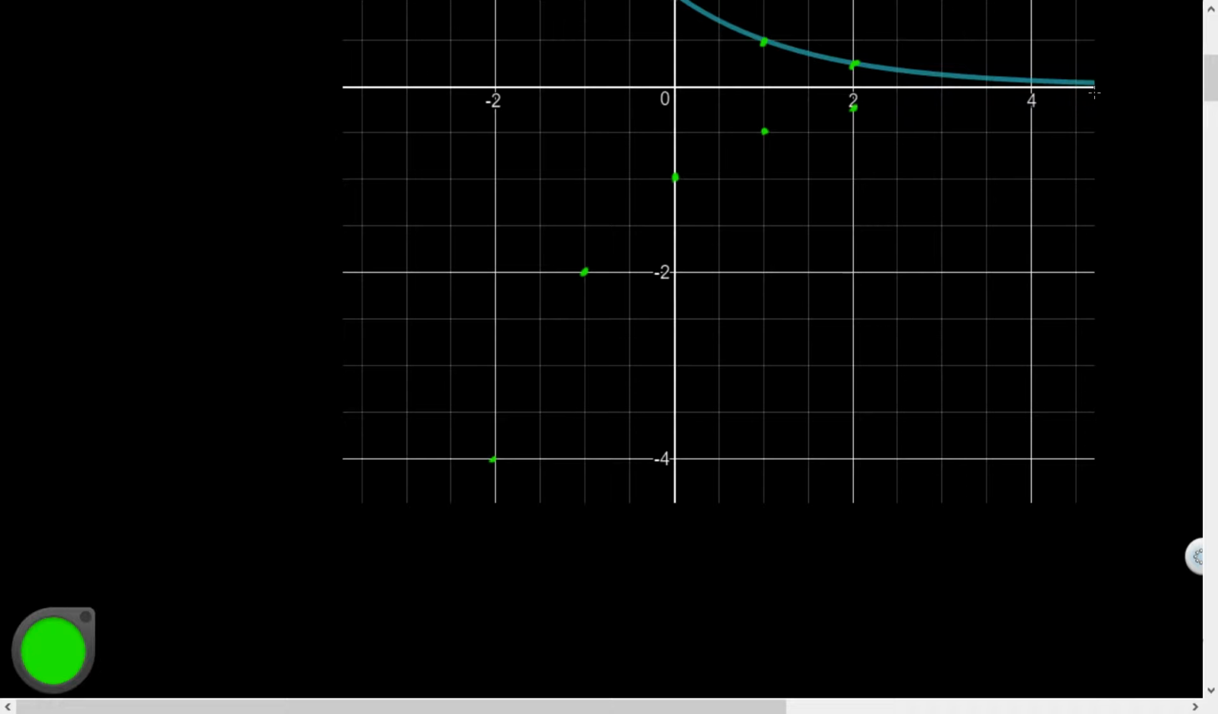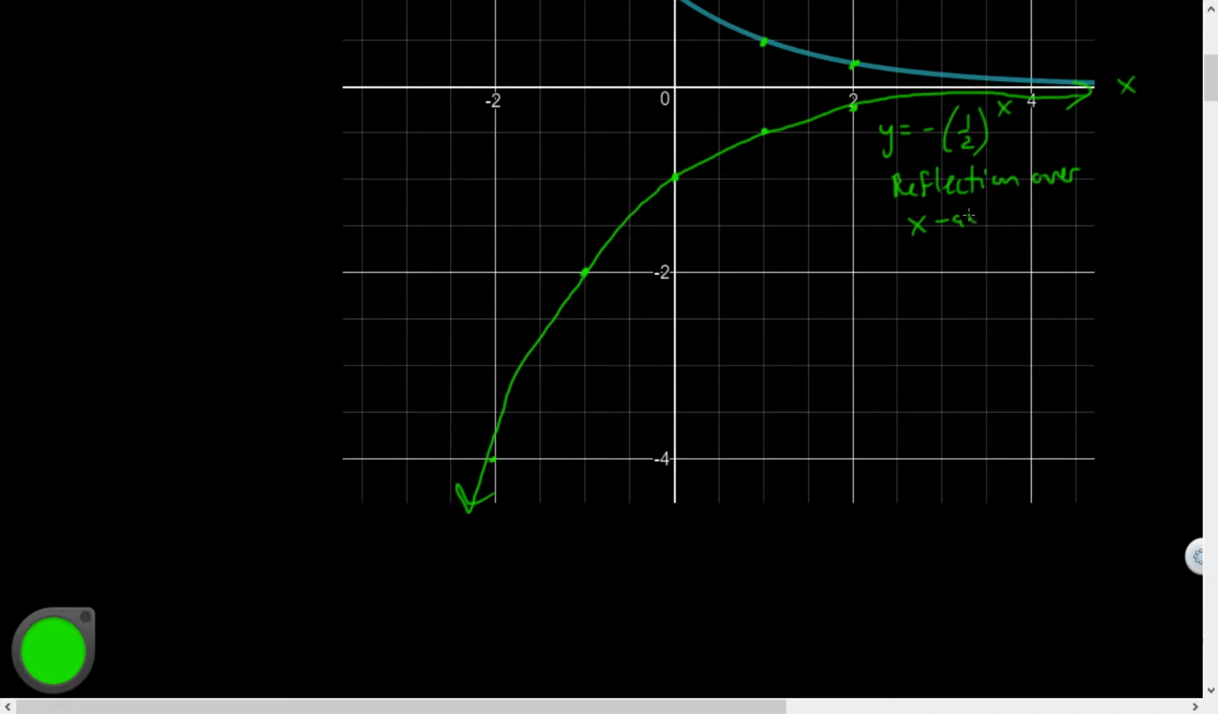So my graph, let's see, can I hit the points? There we go, almost. It would look something like that. So that's the graph of y equals negative of 1/2 to the x. In terms of transformations, this was a reflection over the x-axis. This was the x-axis here, is what happened.